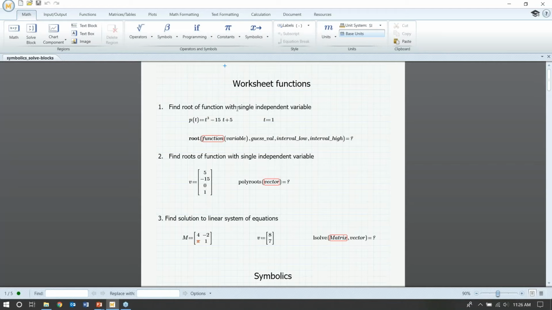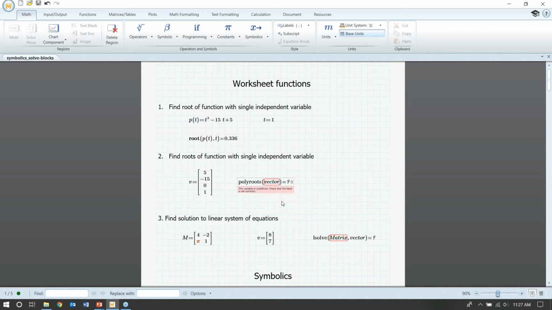So these are the worksheet functions we have. We've defined this function p of t, where we have t cubed minus 15t plus 5, and we have t as our guess value here at 1. So we just want to find the root of this function with one variable t. As you can see, we're going to just select all of the stuff in the inputs, and we're going to put our own inputs here. We're going to put p of t as our function, and then we're going to define our guess value as that t we previously defined. And Mathcad calculates it, and we get a root of 0.336. So if we were to put this value back into this equation, we should get a 0 out for our function p of t.